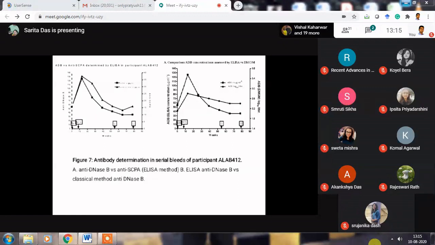And here I will tell you how the tests were conducted conventionally, meaning how the DNase B antibody was measured earlier. I spoke about the DMGM method, that is the DNA methyl green micro method. Here the DNA has an affinity for a dye, methyl green.